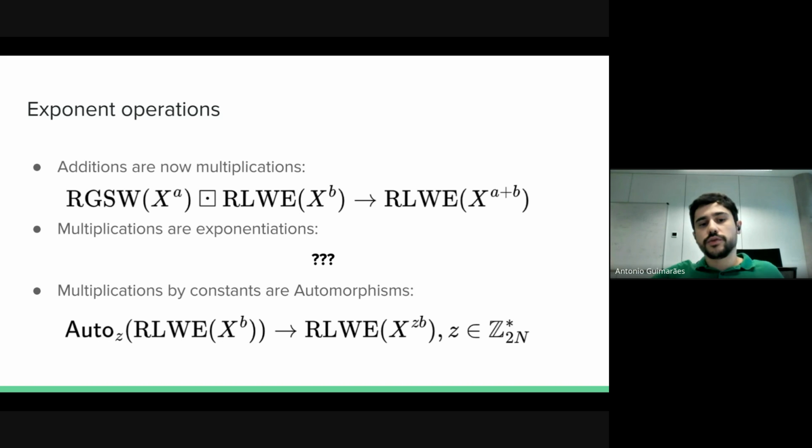Since we're talking about doing things in the exponent, it's good to define which operations we can do. So we can do additions. If you have x to the a and x to the b, if you want to compute x to the a plus b, you can just multiply the two. Multiplications will become exponentiations, which, I mean, it's probably possible, but we don't even want to think about it. And we can do scalings. We can multiply by clear text constants by using automorphisms.